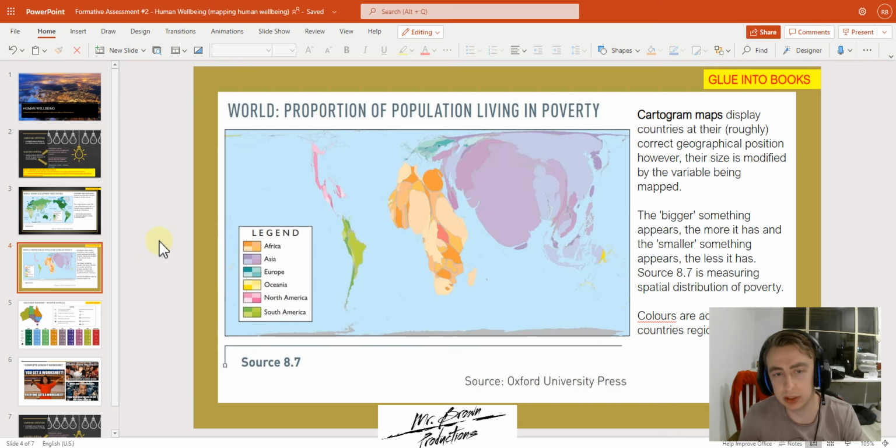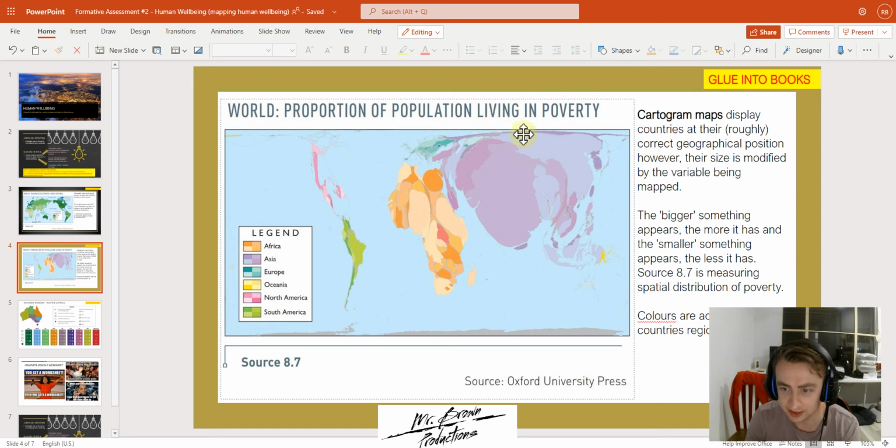The second map we're looking at today is a Cartogram map. What this map does is display countries at roughly their correct geographical size and position. However, the size is moderated massively depending on what is being measured. This Cartogram map, as it looks a little bit funny, is measuring the proportion of population living in poverty.